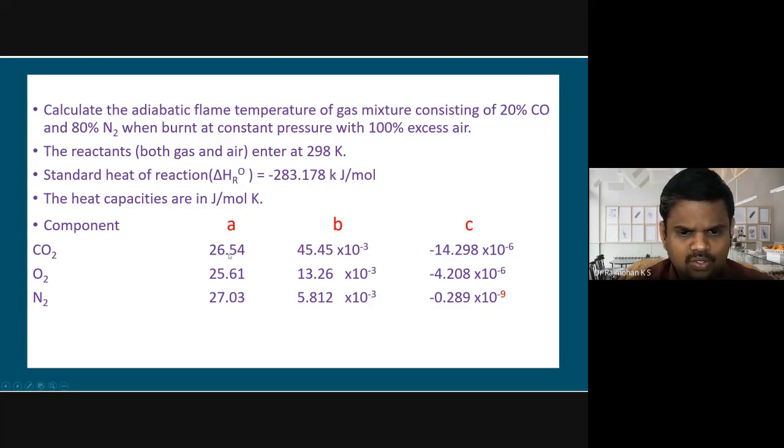CO2: 26.54, 45.45 into 10 power minus 3, minus 14.298 into 10 power minus 6; oxygen: 25.61, 13.26 into 10 power minus 3, minus 4.208 into 10 power minus 6; nitrogen: 27.03, 5.812 into 10 power minus 3, minus 0.289 into 10 power minus 9. Carefully see here, for these two the data is in 10 power minus 6 and for this it is in 10 power minus 9. Please note that. Okay, so we shall solve this problem now.